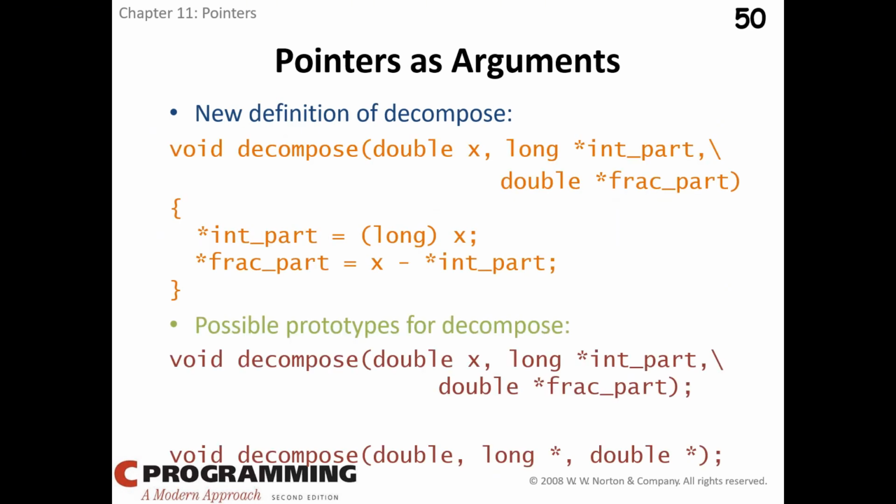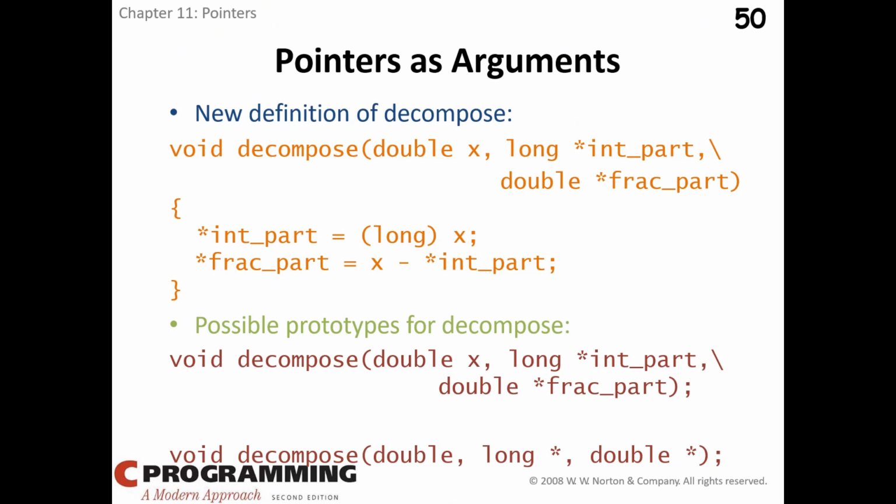And now let's redefine the decompose function to accommodate pointers as arguments. This revised version of the function will take 3 parameters: a double value x and 2 pointers, one for the integer part and another for the fractional part. Inside the function, we'll calculate the integer part of x and assign it to the memory location pointed to by integer part, and similarly we'll compute the fractional part of x and store it in the memory location indicated by fractional part.